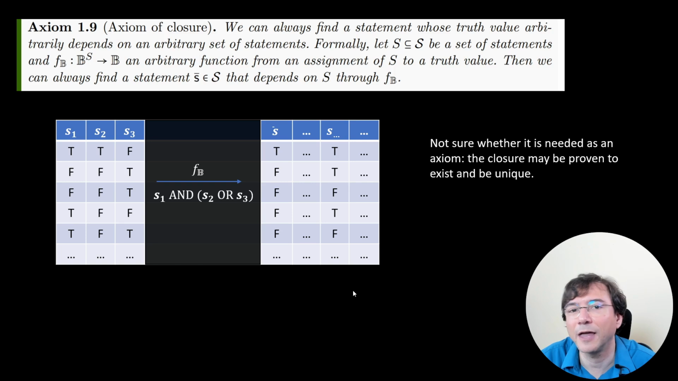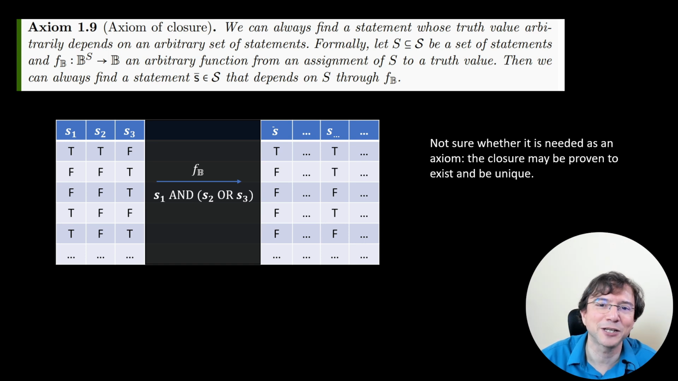Now, one of the things that we don't know yet is whether you can always find a statement that depends through some function on any set of statements. That's why we add this axiom, which is called the axiom of closure, that basically says whenever we have a set of statements and we have an arbitrary truth function, something that takes a Boolean value and gives us a Boolean value, then we can always find another statement that depends on that set of statements through the F. So we can basically take any statements and combine them however we want and get another statement.